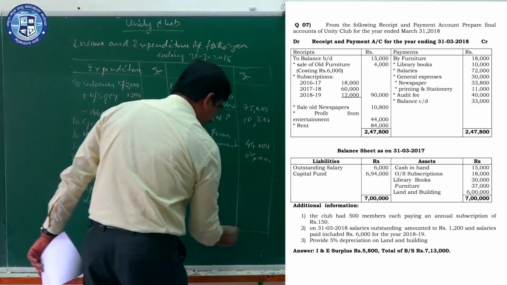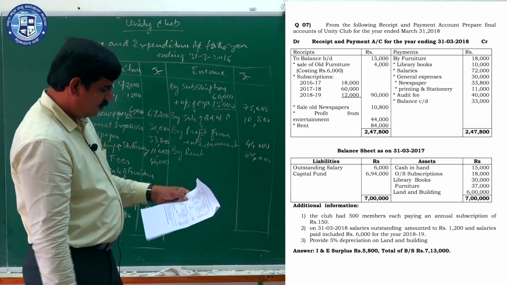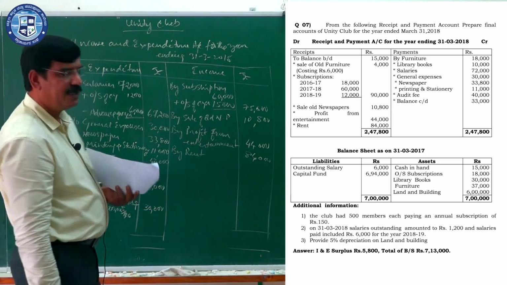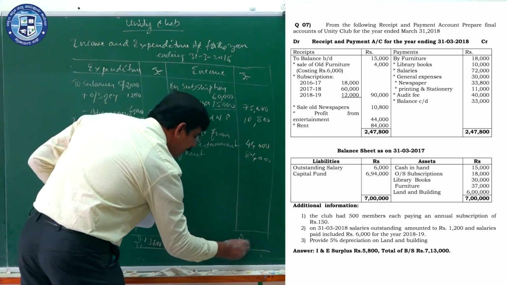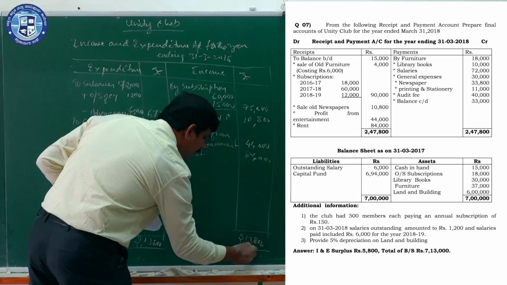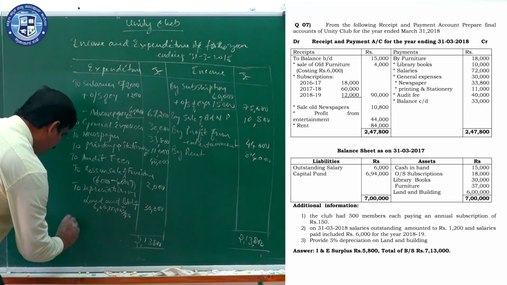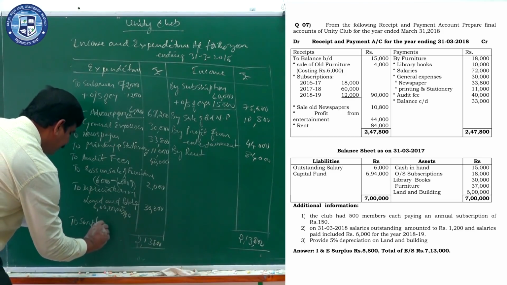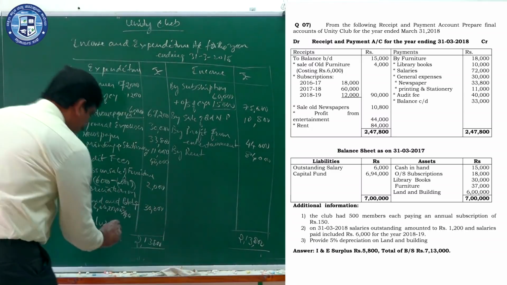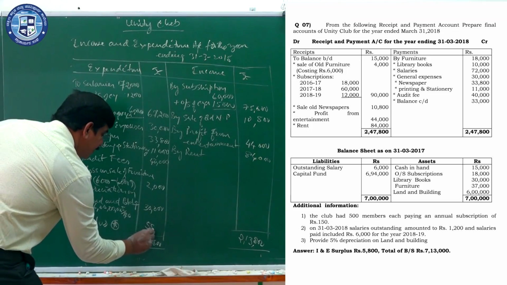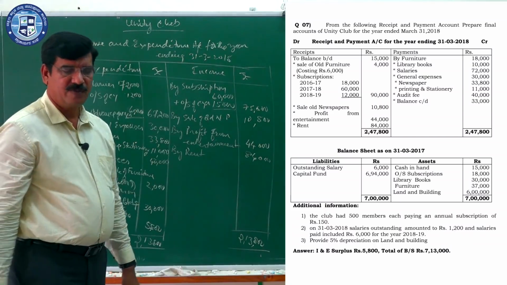Now find out the difference. The total of income and expenditure account is 2,13,800, and the difference is considered as surplus. The amount of surplus is 5,800. Use your calculator and find out the difference, 5,800. So this is the income and expenditure account.